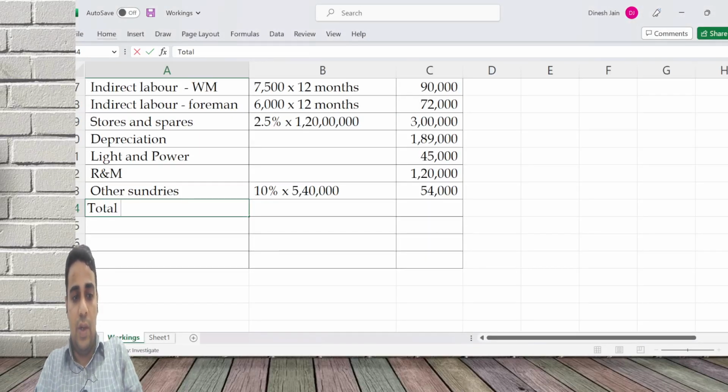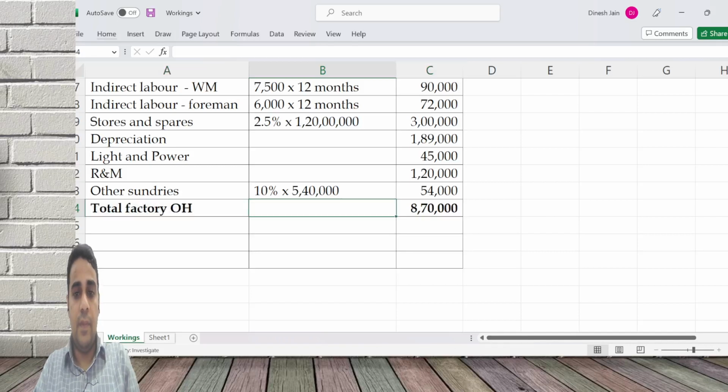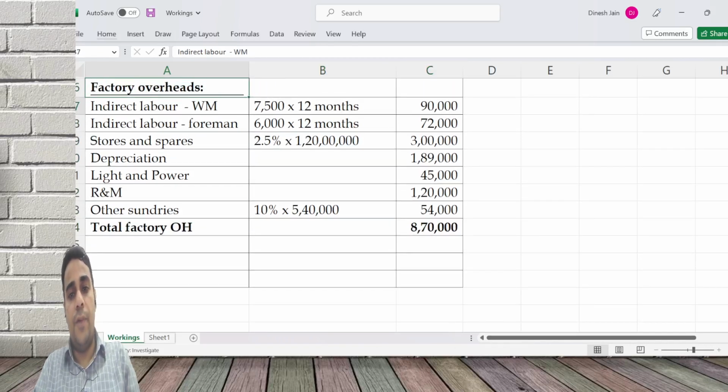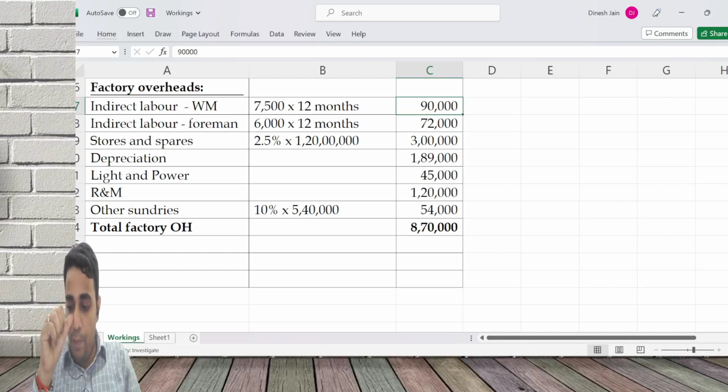So total factory overhead. Adding up all of this, you get 8,70,000. Total factory overhead is 8,70,000. Let me know if there are any doubts here.